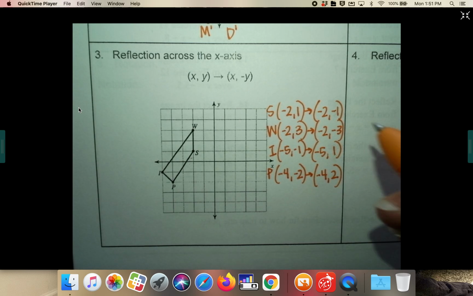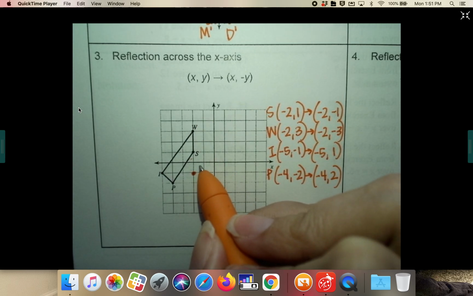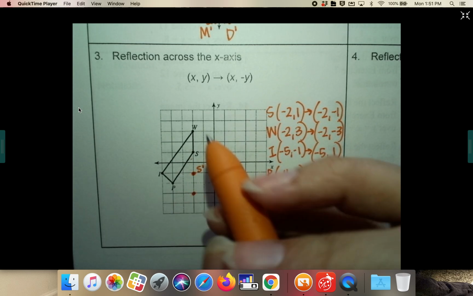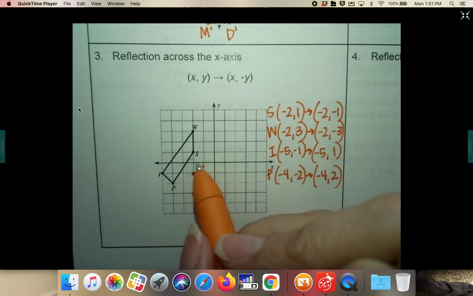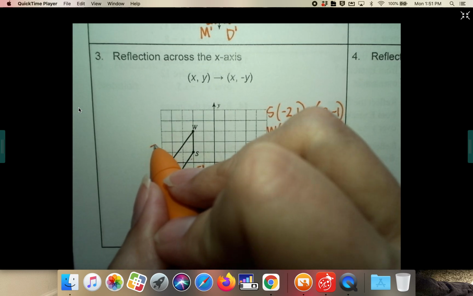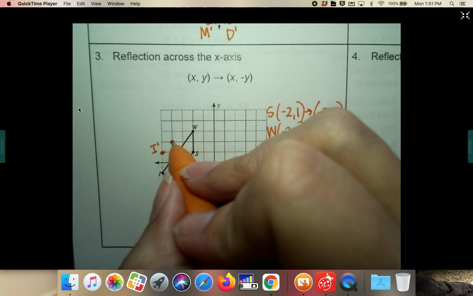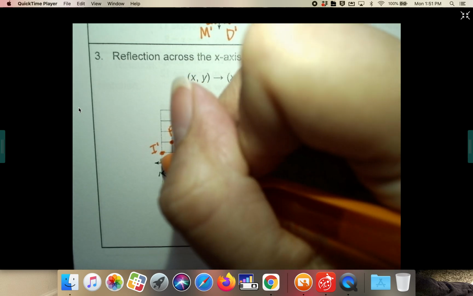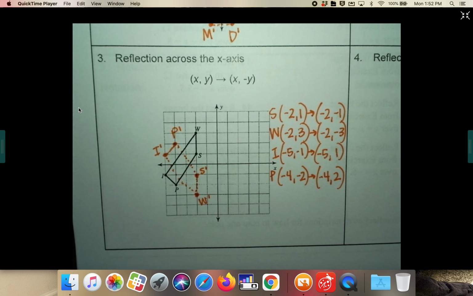So that should help you when you're flipping something over, just to be able to make sure you get it right. So -2, -1 is now S prime. -2, -3 is now W prime. -5, +1 is I prime. And then P prime is -4, +2. So it's kind of a weird thing, but it just basically ended up flipping over itself.